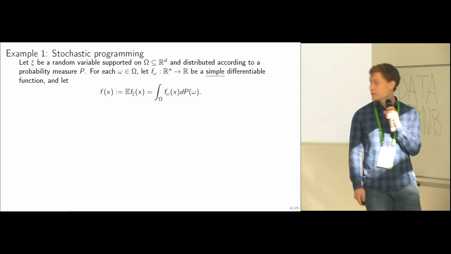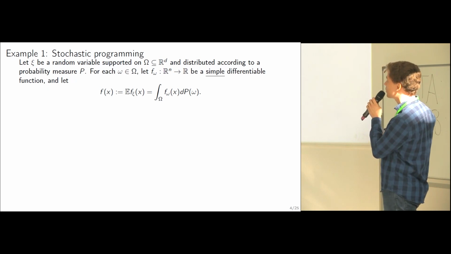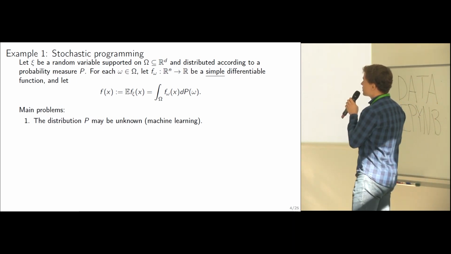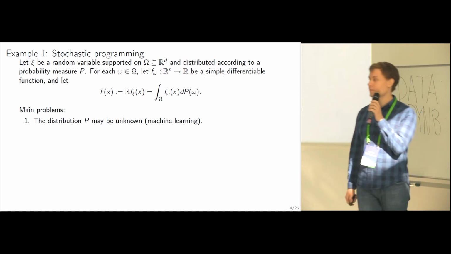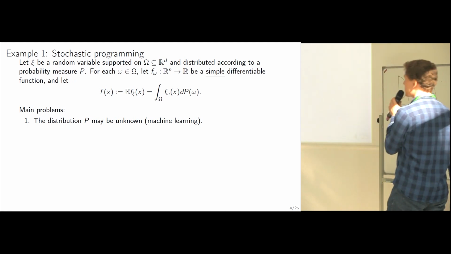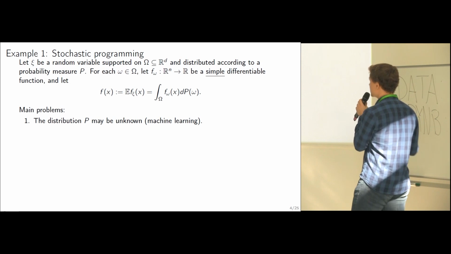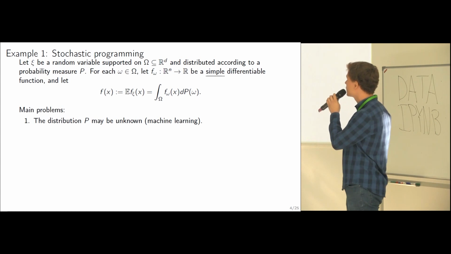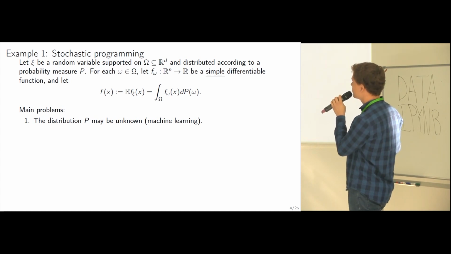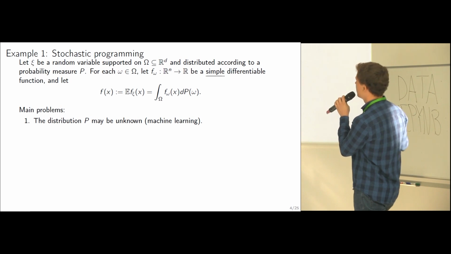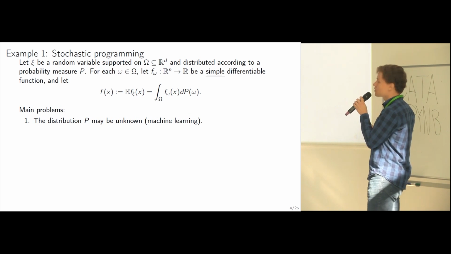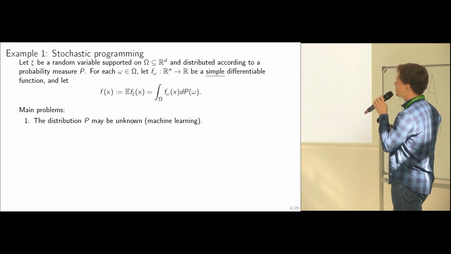What are the two problems that we may encounter when we are going to solve this problem? The first problem is that this distribution of xi is often unknown. We know that it exists, but we do not know the exact distribution. You all know that this happens frequently in machine learning. Actually, in machine learning, our goal is to find out this true distribution. So this is the first problem. We simply cannot compute this function value and also its gradient because we do not know this distribution.